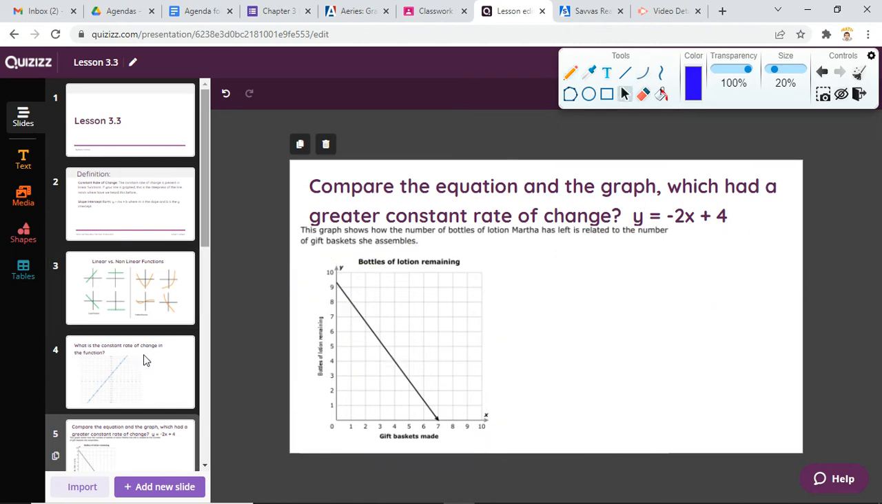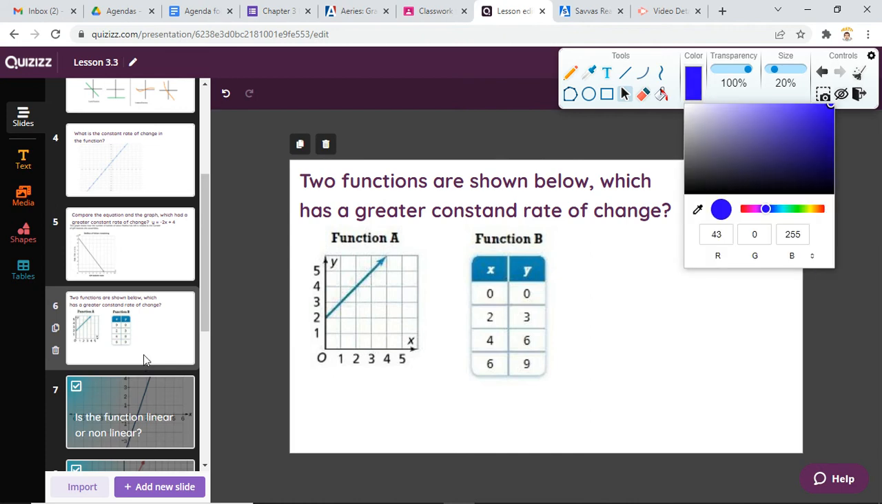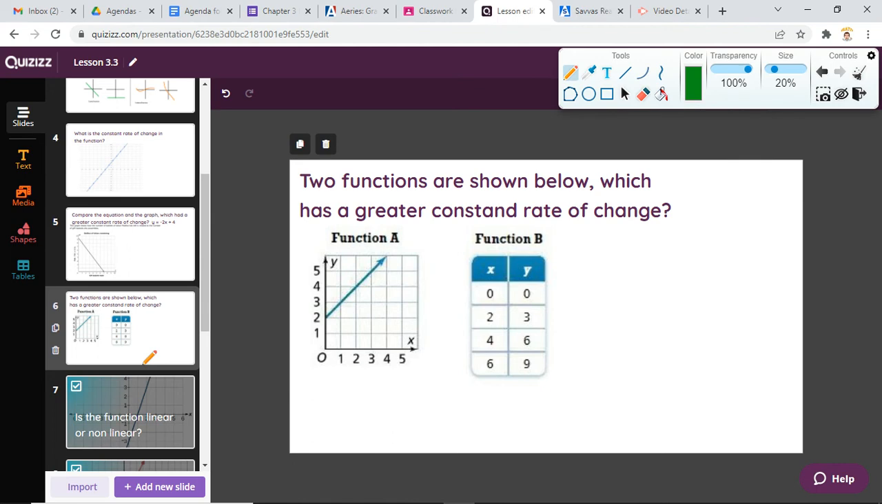Alrighty, let's go on to another question here. We got one more. 2 functions are shown below. Which has a greater constant rate of change? So let's start with function A here. Function A I'll do in green. Since this is a graph, we could find the slope of it by doing rise over run. So I'll choose my first point right here and my second point right here.